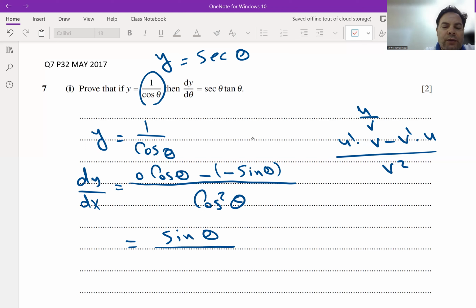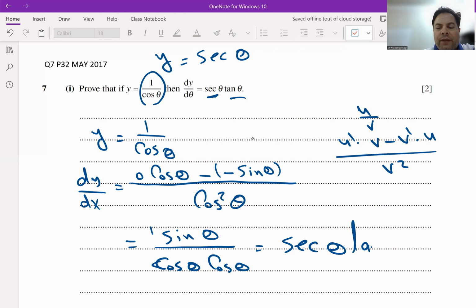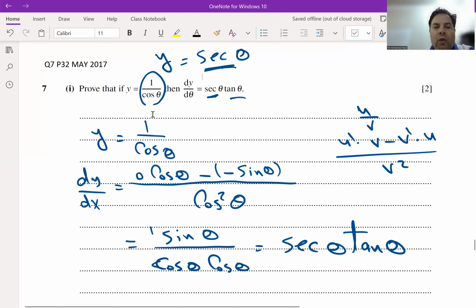Cosine squared, split it as cosine theta and cosine theta. So 1 over cosine theta is sec, and sine over cosine is tan. So the final answer now is sec theta tan theta. So this is the derivative of what? The derivative of sec. So when I ask to integrate sec theta tan theta, just write directly sec theta or 1 over cosine.